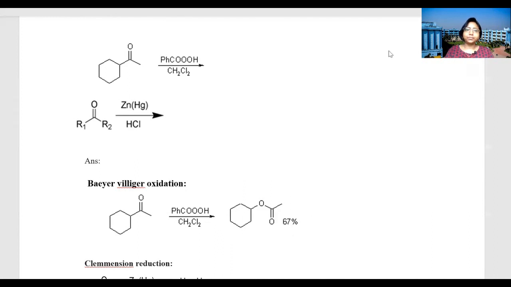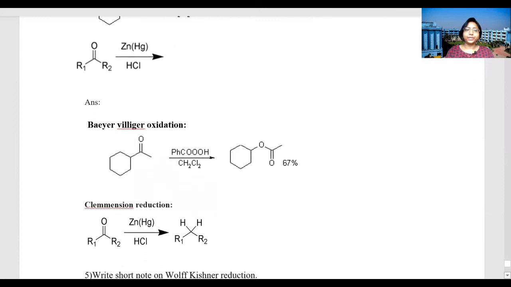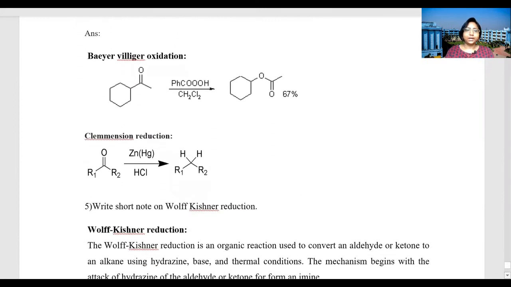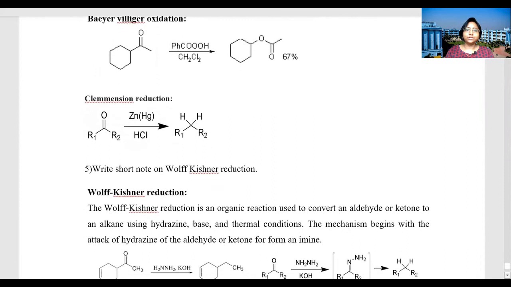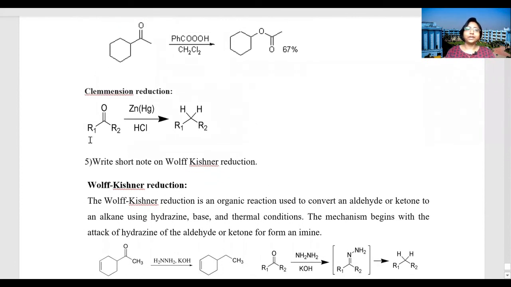Next example, you can see here with the zinc amalgam and HCl. Can you tell which reaction it is? It is the Clemmensen reduction. So here also the product is given, because you know it converts ketone to alkane. Ketone to alkane. Okay, so here you can see it is from ketone to alkane.